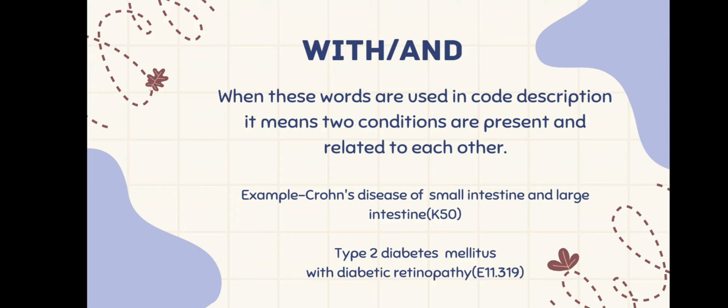Next example is E11.319. This code means type 2 diabetes mellitus with diabetic retinopathy. The word with tells us that the eye condition is a complication of diabetes. So instead of coding diabetes and retinopathy separately, ICD10CM provides a combination code that links both conditions together when appropriate.